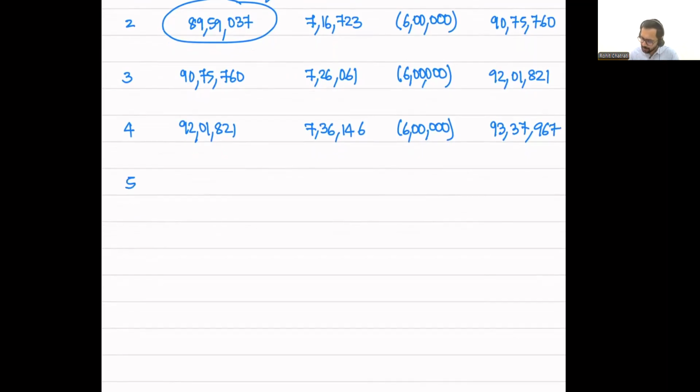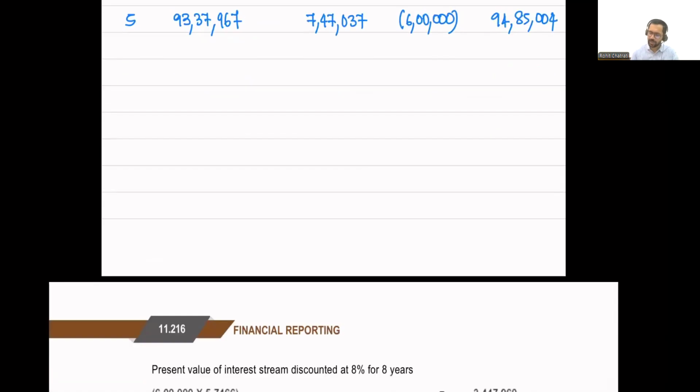I then have year 5, the beginning balance will be 93,37,967. On 93,37,967, I calculate the interest to be 7,47,037. I then have a cash flow of 6 lakhs, and my closing balance will therefore be equal to 94 lakh 85,004 rupees. That will become my beginning balance for year 6.